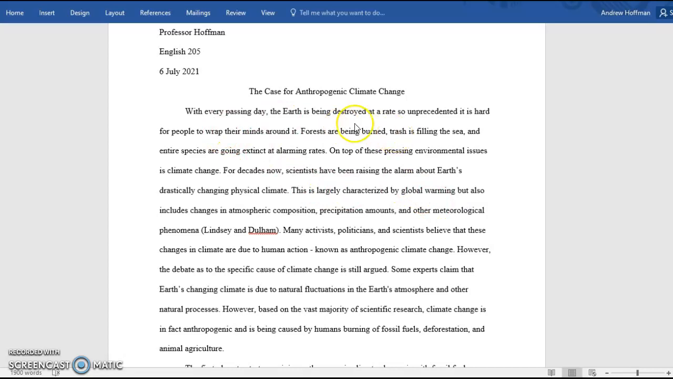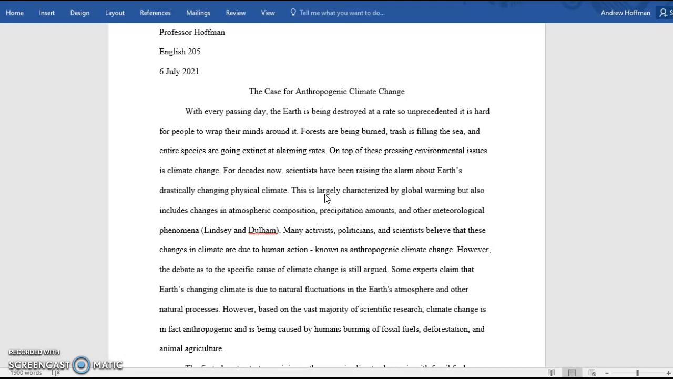So they begin with talking about the earth being destroyed, forests burned, trash filling the sea, species going extinct. Our standard traumatic, apocalyptic viewpoint. Now, please notice also that if you say things that are more than just common knowledge, if you're saying things that really come from research, you need to document that. We do this with MLA. That's the system that we use.